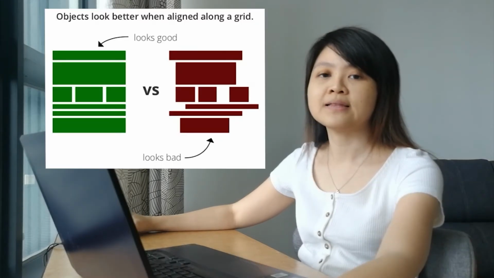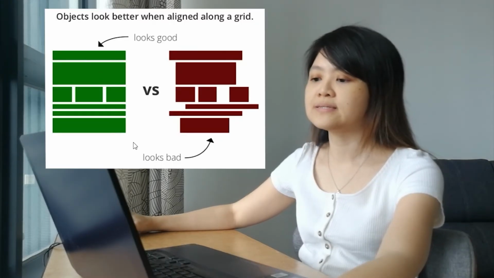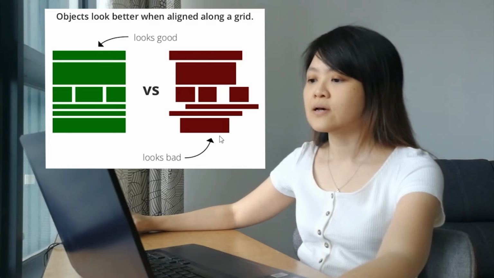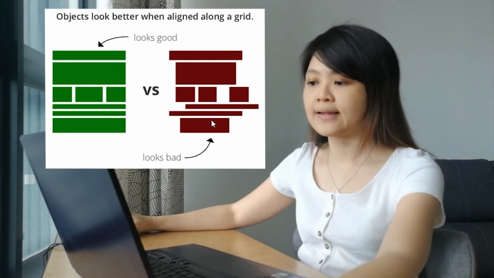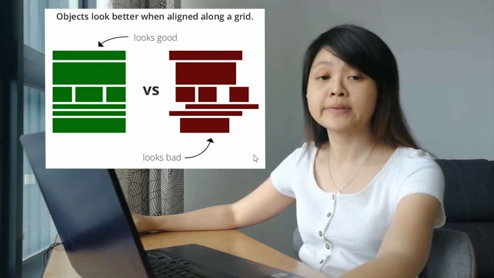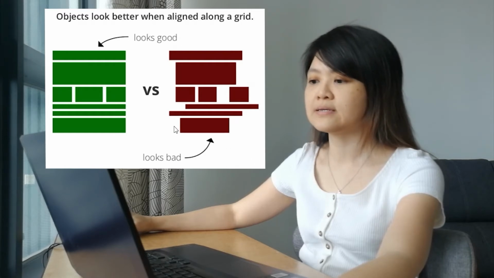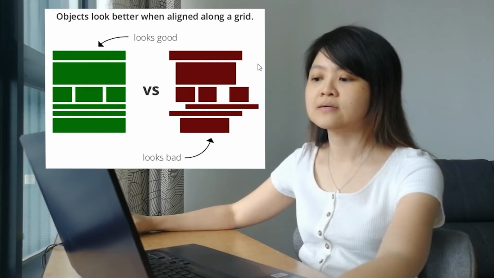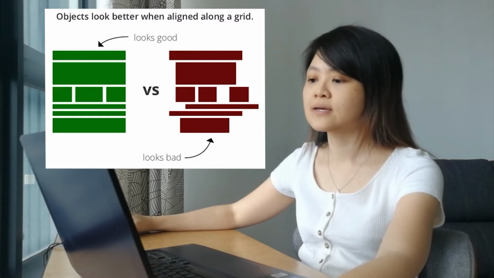The next principle we're going to take a look at is alignment. Alignment depicts the way every element is being placed in a design. When objects are aligned on a certain grid, you can see that the composition looks better. Whereas if it's not aligned on a certain grid and it's all over the place, it looks really messy and it can affect the design of the composition.